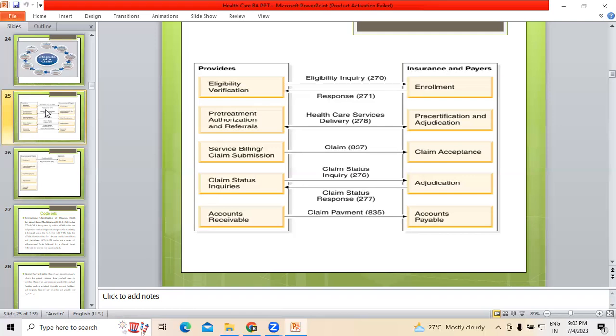The second point is that organizations get insurance plans which are customized. Because, for example, JED is an insurance organization.